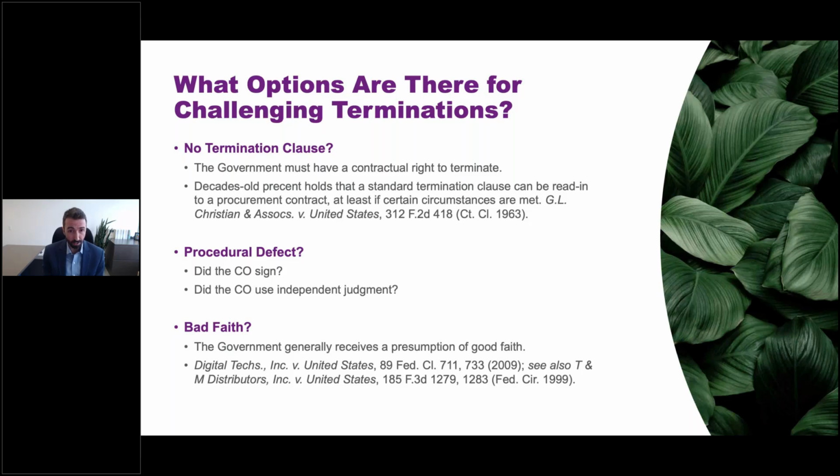The standard clause says the contracting officer has the right to terminate. You will sometimes see clauses that say the government instead of the contracting officer, but typically it's the contracting officer. You can also ask, did the CO use independent judgment? In other words, did the CO actually make a determination of what's in the government's interest? Because if neither of those things are present, you've got some grounds to potentially dispute a termination notice.